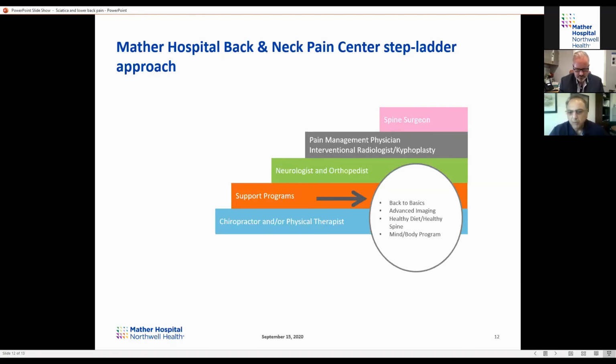You can see that we'll refer to neurologists and orthopedists, but at the very top of the ladder is a spine surgeon. In our stats here at the Back and Neck Pain Center, only 2% of our patients per year go on for spine surgery. About 20% go on for pain management and interventional procedures with doctors like Dr. Durkin.